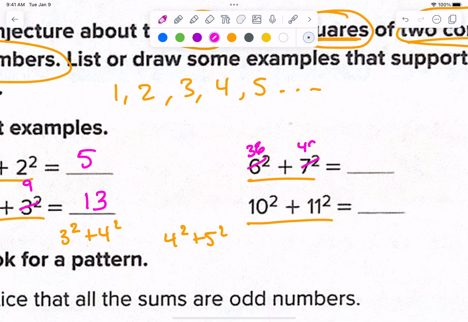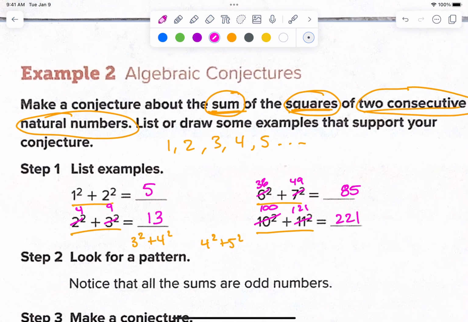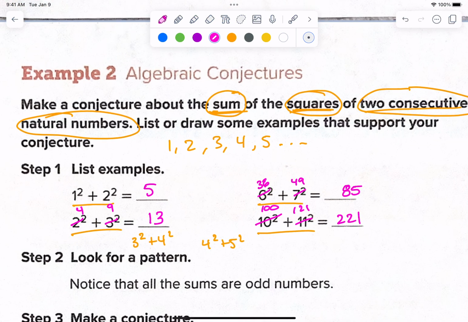7 squared is 49. That is 85. Perfect. 10 squared is 100. 11 squared is 121. 221. Okay? Now, it doesn't necessarily have to be a pattern like you're adding something every time, right? Like you're adding this many every time, or you're multiplying by this number every time, right? What do you notice about these 4 numbers?